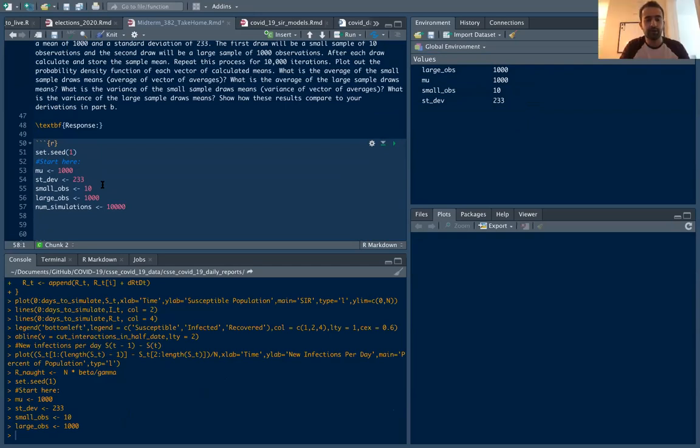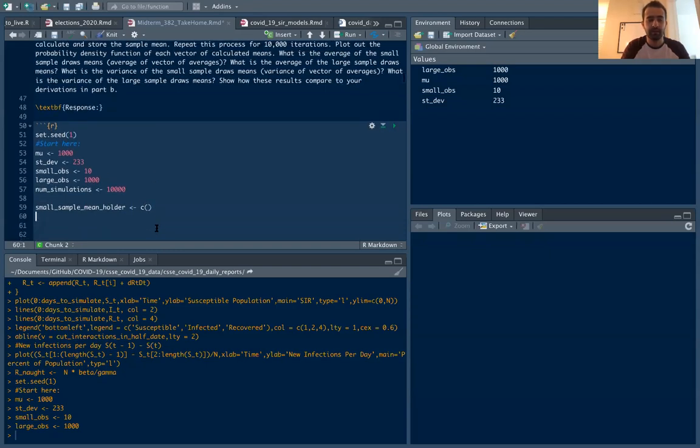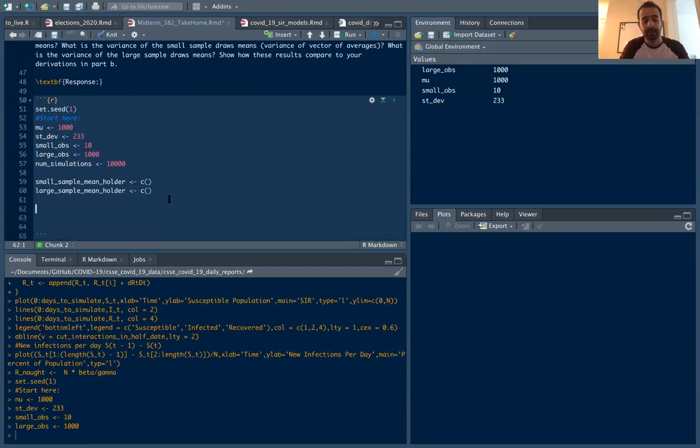So we'll create two empty vectors, small sample mean holder, which will just be an empty vector, so we're concatenating nothing. And we'll also create large sample mean holder, which is also going to be an empty vector holding nothing inside of it. Next, we're going to write a for loop for I in 1 to the number of simulations.